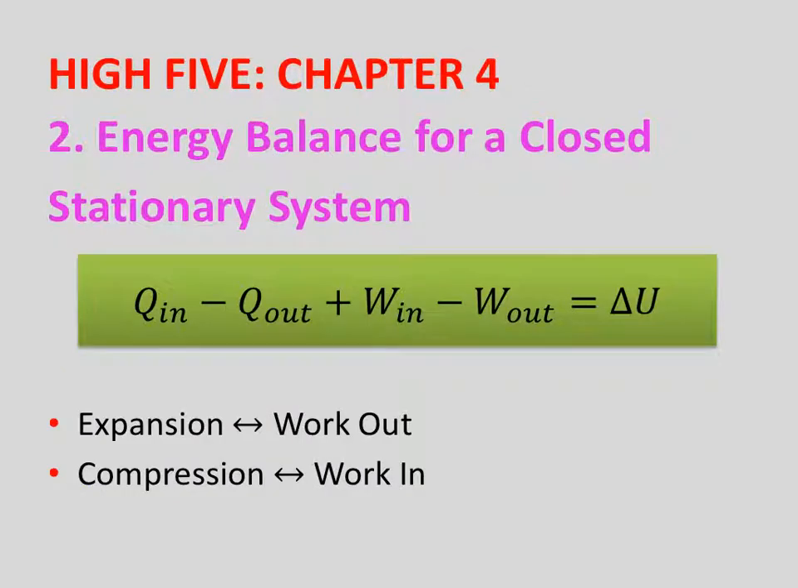In Chapter 4, we are working with closed systems. This allows us to write an energy balance where there's Q in minus Q out plus work in minus work out equals delta U. And since the system is stationary, there is no potential nor kinetic energies. For work, we use the convention that expansion is work out and compression is work in.